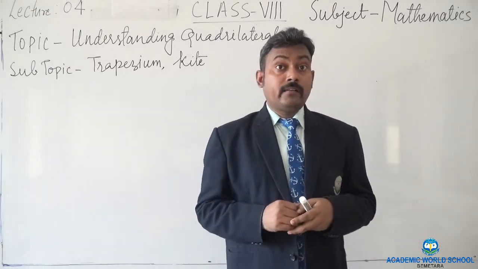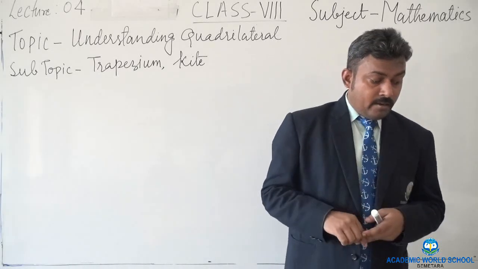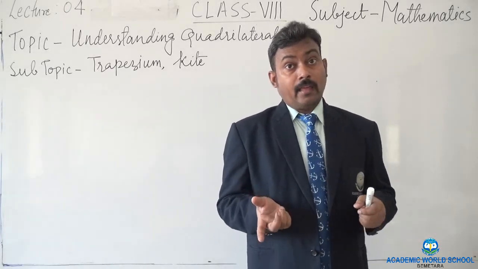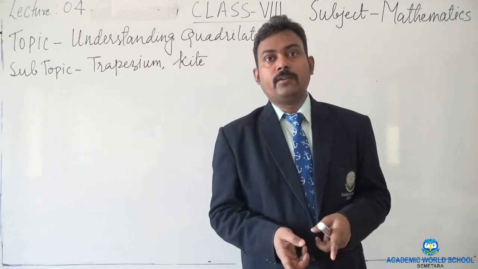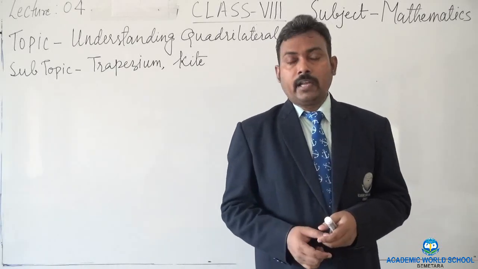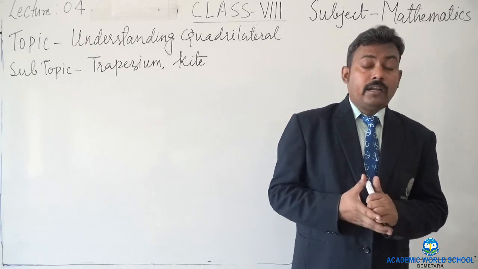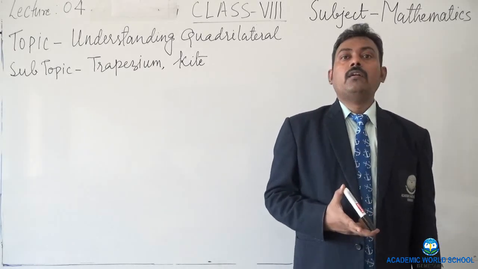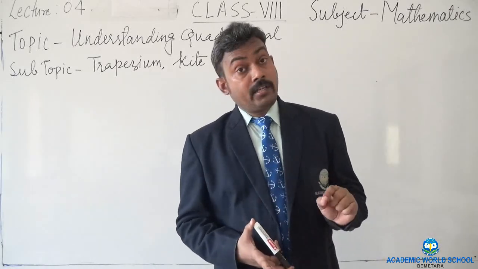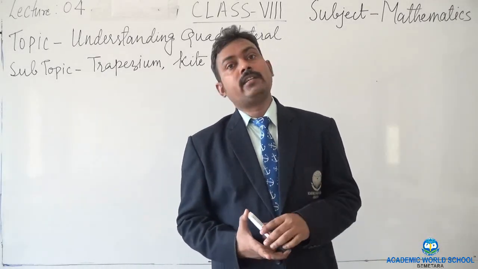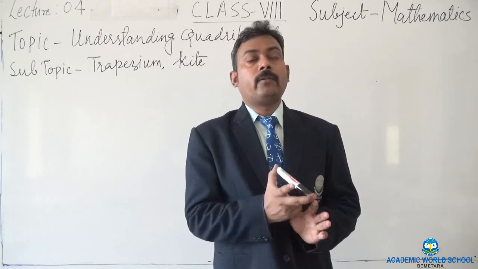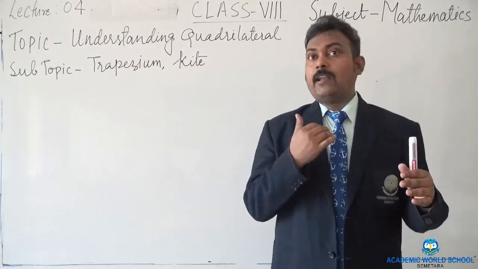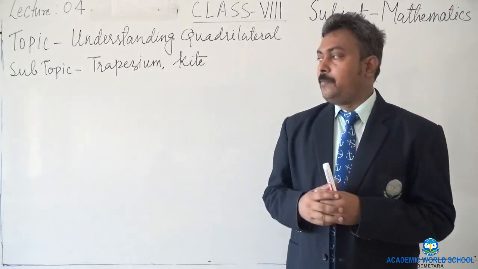Then in a square, all sides are equal. Opposite angles are equal. The sum of adjacent angles is 180 degrees. And diagonals are equal, as well as the diagonals bisect each other at 90 degrees, meaning diagonals bisect each other perpendicularly. So this was all about the parallelogram and its types.